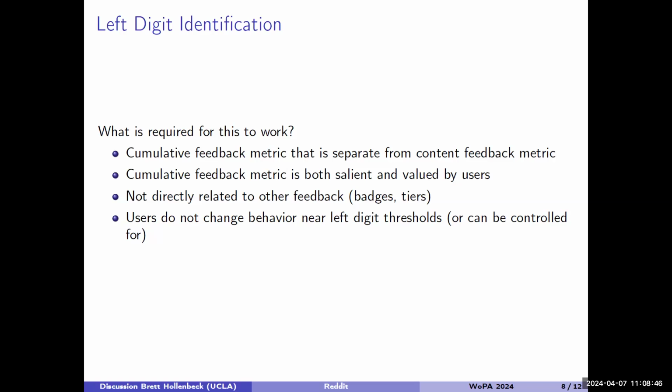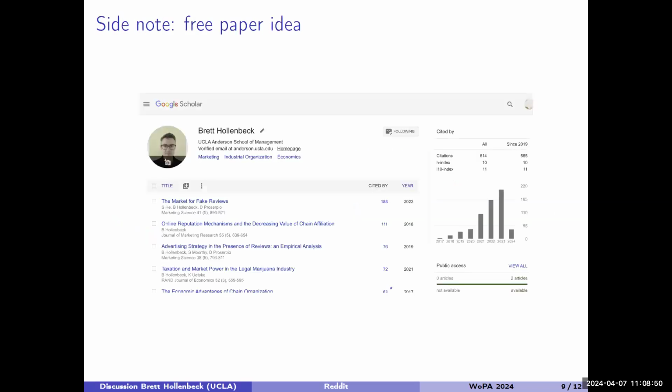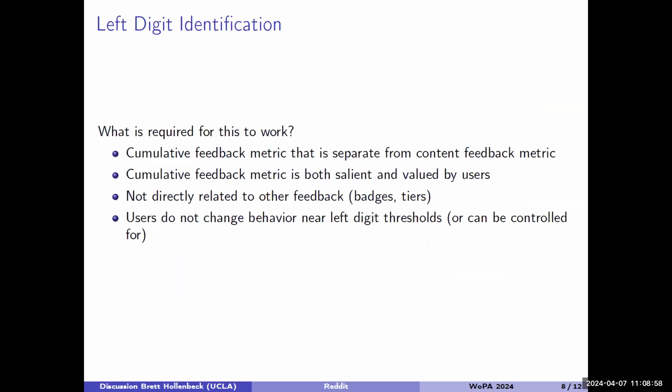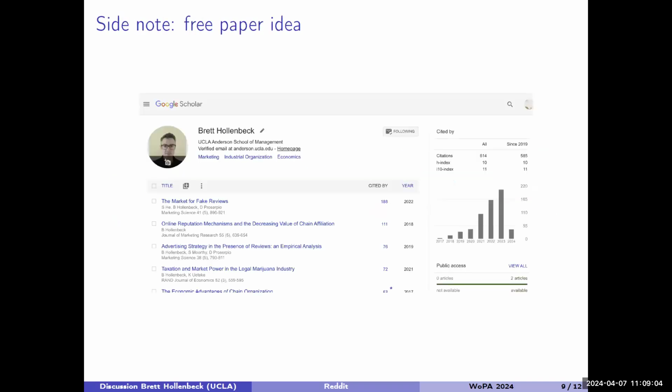All right, so I was trying to think about other applications for using this strategy. And so I thought of one, and this is like a free paper idea if anybody wants to do this. What is the causal effect of getting citations on the number of papers you write? Okay, so we have a cumulative feedback metric that's unrelated to the content feedback metric, and it's salient and valued by users. So it's like, I wake up and my citations have crossed 600, and does this motivate me to write more papers? You could write that paper.